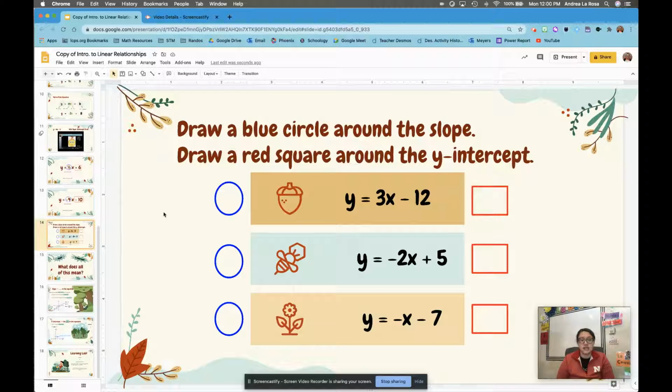Go ahead, take a minute, do these 3 on your own. Same thing, blue circle around the slope, red square around the y-intercept. Pause the video. I'll give you guys a minute to get those done.